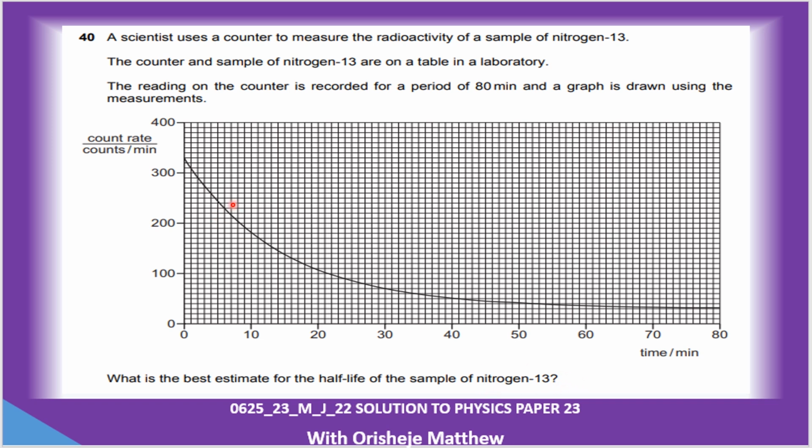Half-life. So we look at the count rate, and from this count rate, you see how long it takes to decay by half. So 320, that is about 165. So you have 165, you trace it down to this place. So what would that give you? That is about the half-life of 2 minutes.